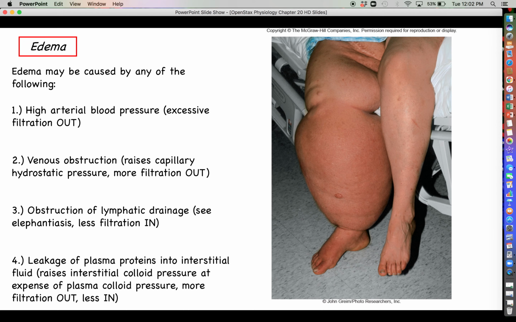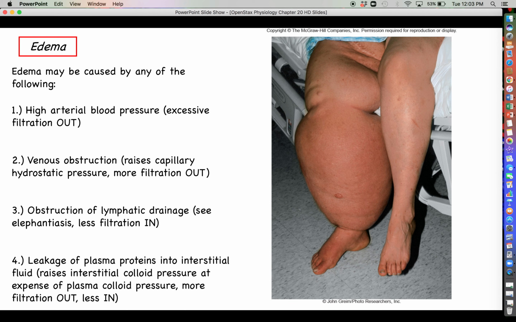But if there's something wrong with the ability of the veins to reabsorb water back in, then that can also disrupt this equilibrium and cause there to be too much fluid in the tissues. Number 3, we covered with elephantiasis. And then number 4, the leakage of plasma proteins into the interstitial fluid. And what this does is it raises the interstitial colloid osmotic pressure, and it does so at the expense of the plasma colloid pressure. So ultimately, that means more filtration out and less in.